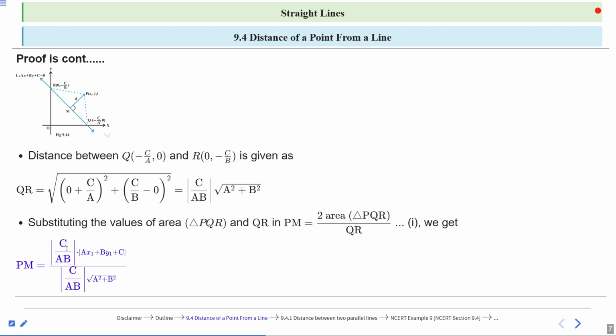So observe here the modulus of c over ab is a common term in the numerator and denominator. So we can cancel this term.